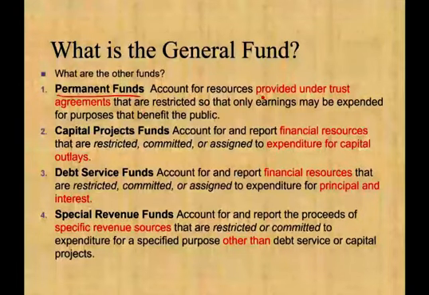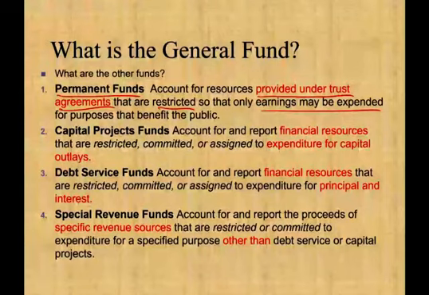It accounts for resources provided under a trust agreement that are restricted so that only earnings may be expended for purposes that benefit the public. For example, someone contributed $1 million for the library, the museum, the zoo, and they want to use the earnings, the interest and the dividends, to maintain the library, the museum, and the zoo. So the government is responsible for complying with that request.